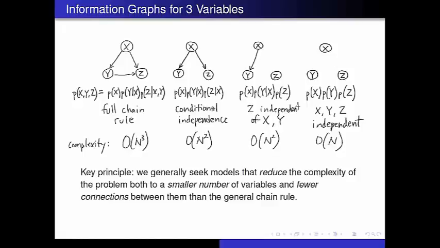Here's the fully general chain rule. It is always true that this equals that. Any complicated probability distribution is always valid to factor in this way. That's just the fully general chain rule. Here's a situation where we are asserting that y and z are what? Conditionally independent given x. It's important for us to specify that condition, that they're conditionally independent given x.